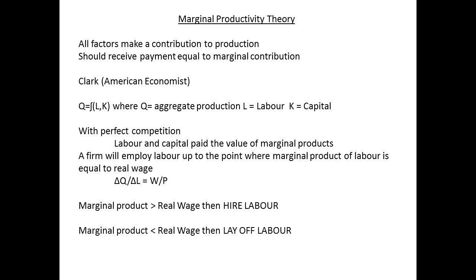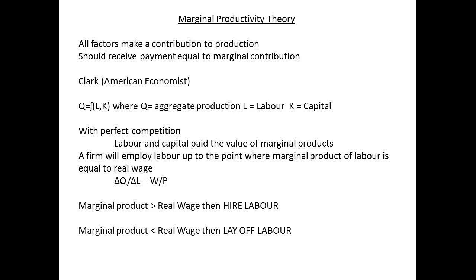We have focused on marginal productivity theory, where all factors make a contribution to production and should receive a payment equal to the marginal contribution. An American economist, Clark, suggested that the aggregate production Q was a function of both labour and capital. With perfect competition, labour and capital are paid the value of marginal products.